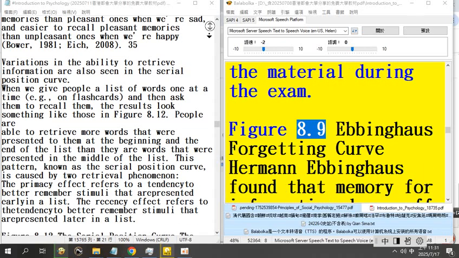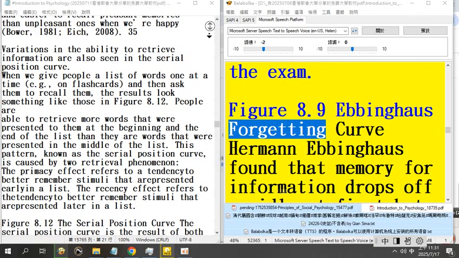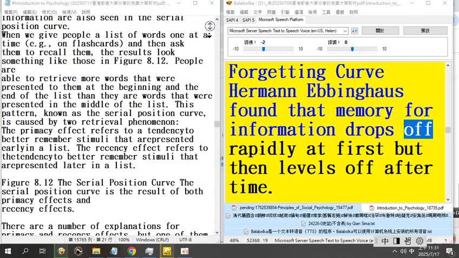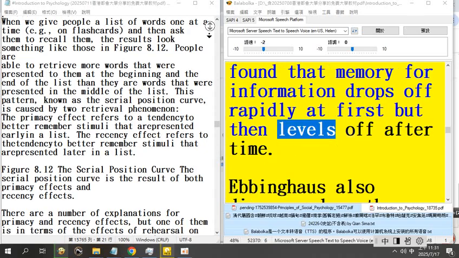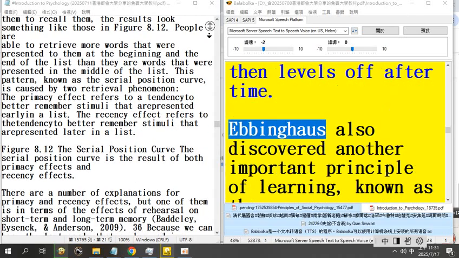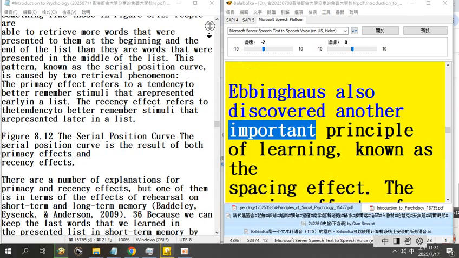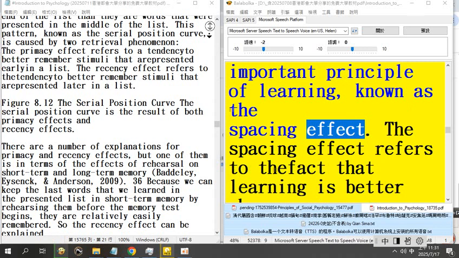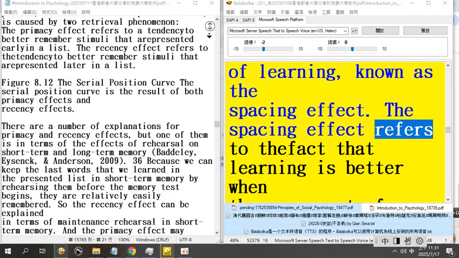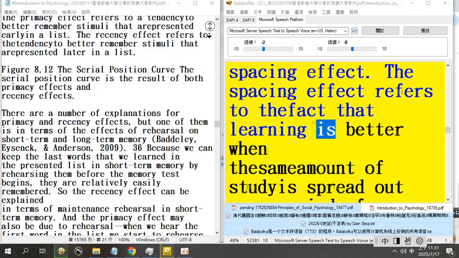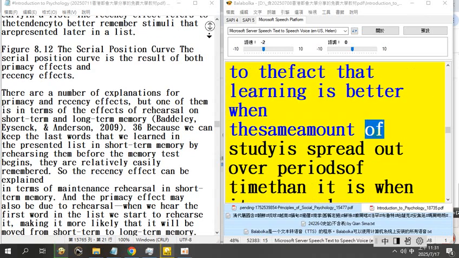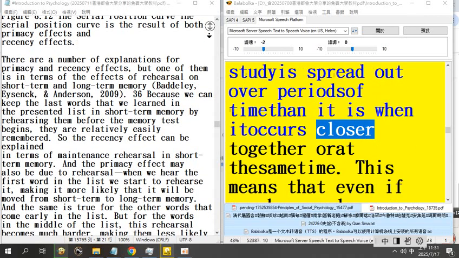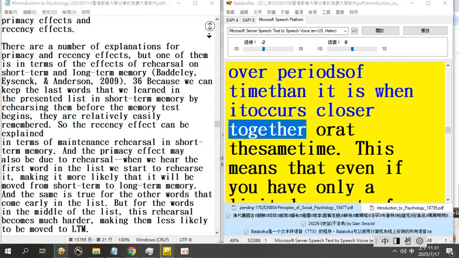Figure 8.9 Ebbinghaus forgetting curve. Hermann Ebbinghaus found that memory for information drops off rapidly at first but then levels off after time. Ebbinghaus also discovered another important principle of learning, known as the spacing effect. The spacing effect refers to the fact that learning is better when the same amount of study is spread out over periods of time than it is when it occurs closer together or at the same time.